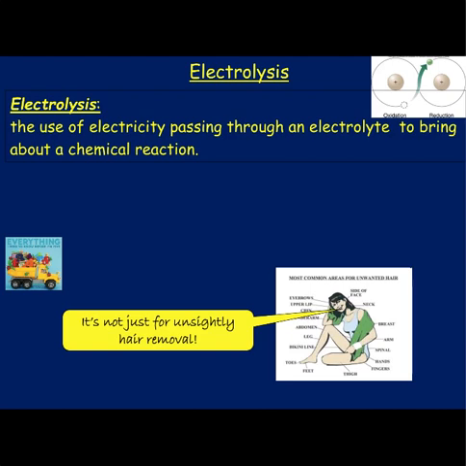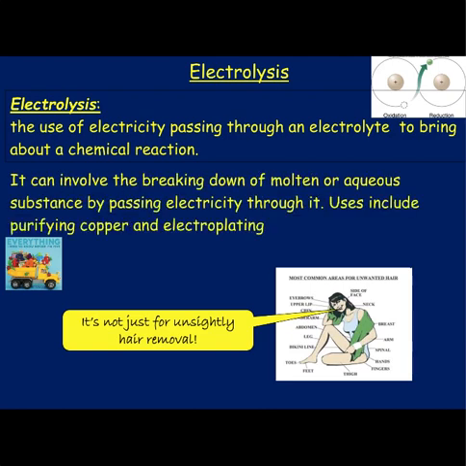So then we have some words. Okay, and just the part of this that you want is that it's either molten or aqueous substances. So electrolysis is using electricity to bring about a chemical reaction, and your electrolyte has to be molten or it has to be dissolved in water, aqueous solution.